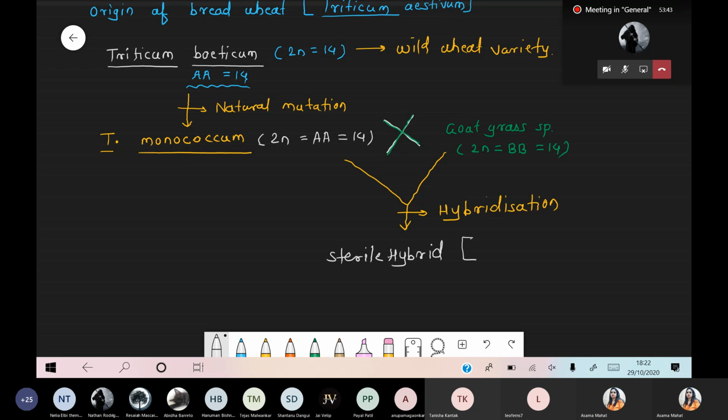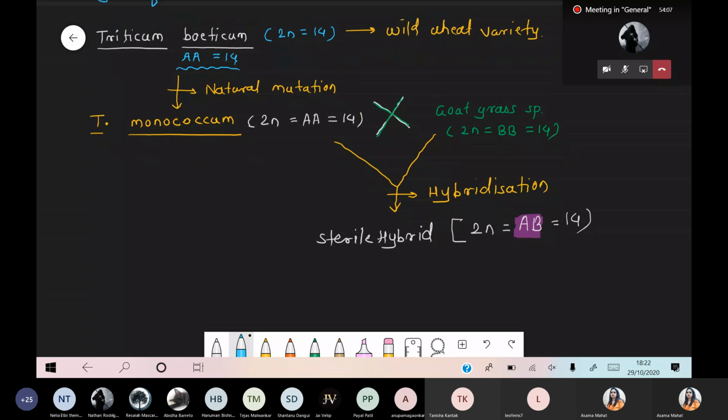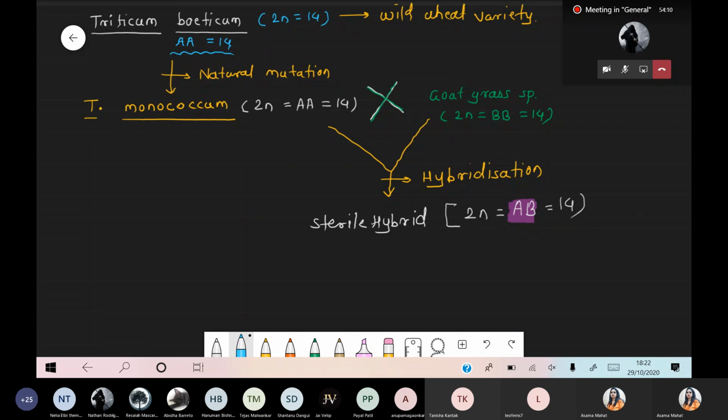Why sterile? Definitely at diploid condition, capital A gene, capital B gene, and the number of chromosomes is 14. But why do we say these are sterile? Because there is a presence of a single capital A and a single capital B. It means that homologous chromosomes are absent. These are non-homologous chromosomes. Yes or no? What do we call homologous? Capital A, capital A, because A pairs with A, B pairs with B, right? Chromosome number 1 pairs with chromosome number 1, chromosome number 20 pairs with chromosome number 20. That is called the homologous condition, right?